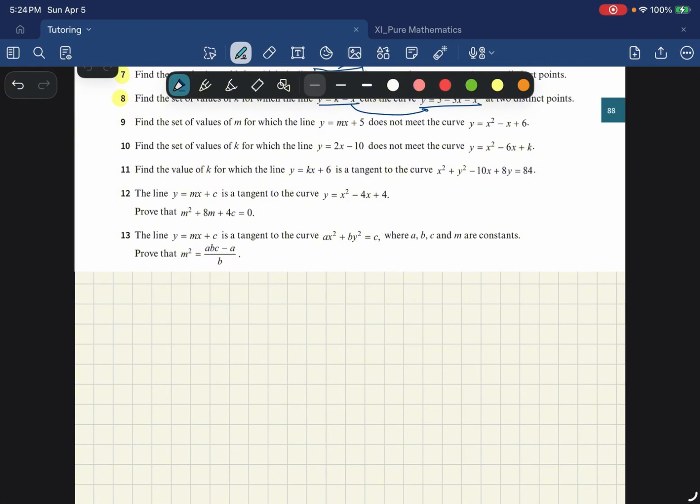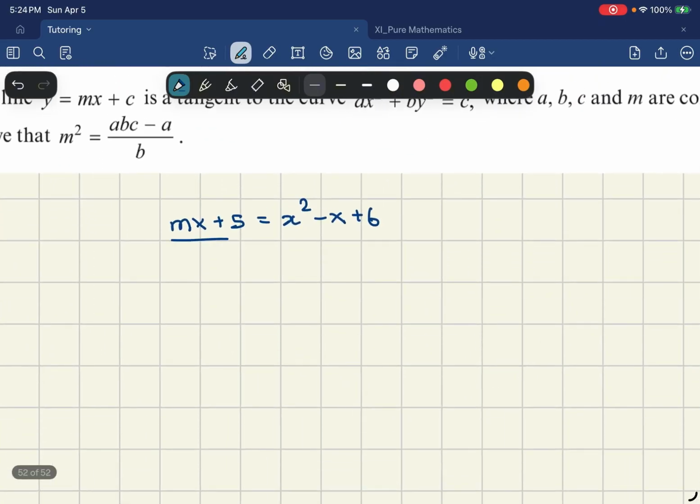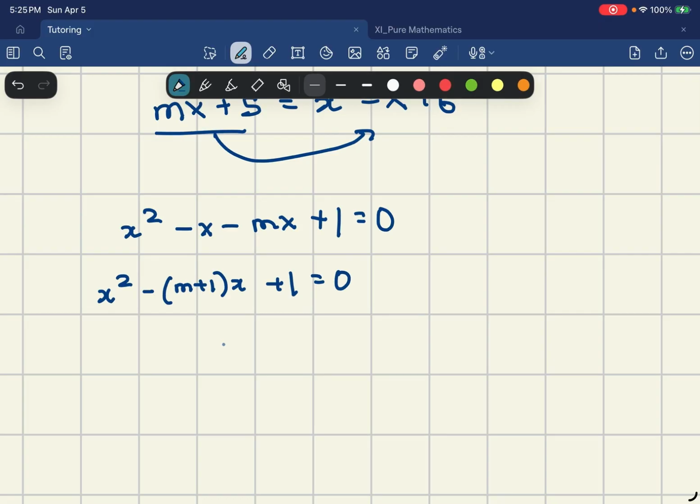9. Find the set of values of m for which the line here does not meet the curve. So first of all, we would just want to set the two equations to be equal. So mx plus 5 is y, which is x squared minus x plus 6, right? So I just substitute y here. And now I bring everything to one side. So x squared minus x minus mx, and then plus 6 minus 5, that is plus 1, equals 0. And for x squared, if I factor out minus 1, m plus 1 x plus 1 is equal to 0.